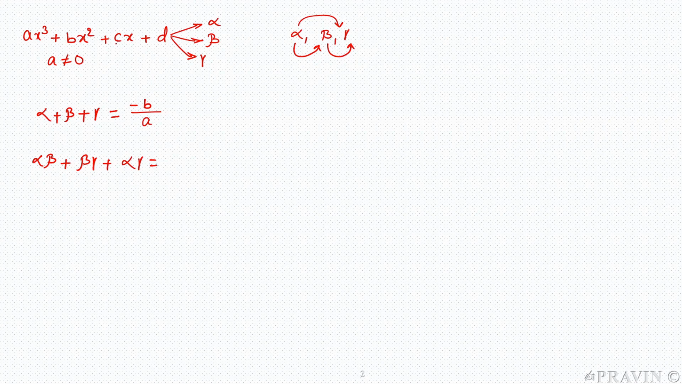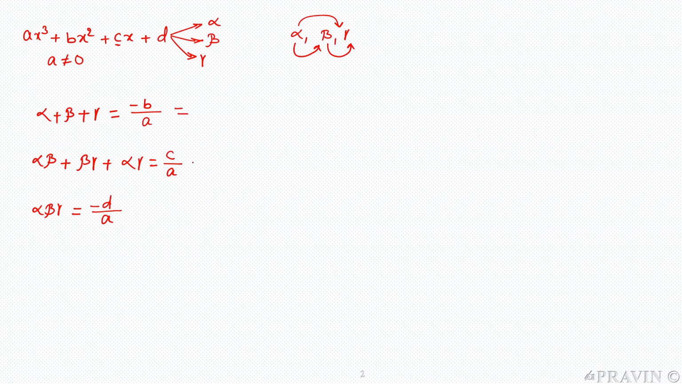So what is the coefficient of x? This is the c here. So c/a. The third one is the product of zeros, alpha into beta into gamma. So alpha × beta × gamma is minus the constant term. The constant term is d, so −d upon the coefficient of x³, which is here a.